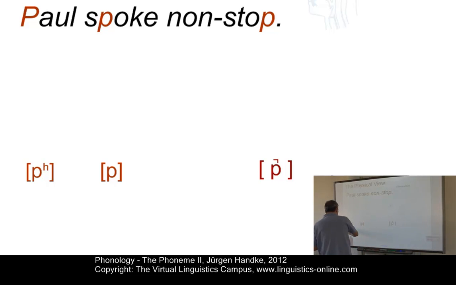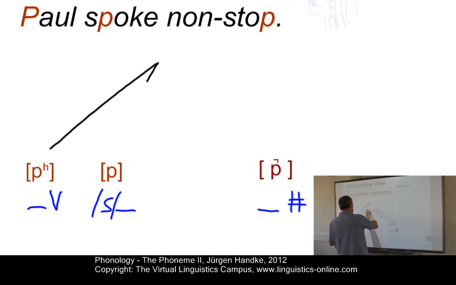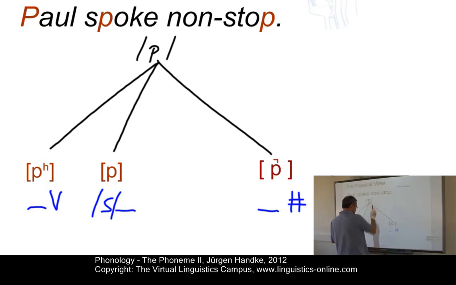So the first one occurs before vowels, as in Paul. The second one occurs after this phoneme, after a voiceless alveolar fricative. And the final one occurs before a morph boundary. Well, this is a typical example of a phoneme where we have three allophones. And the symbol chosen for this phoneme is, of course, the standard Roman character.